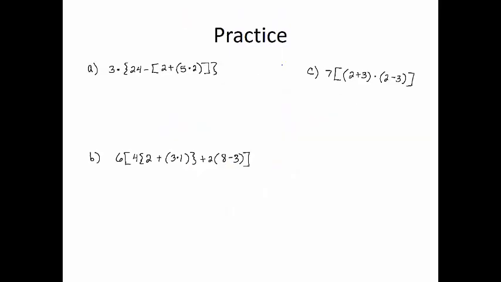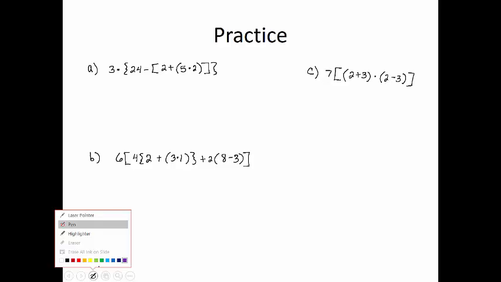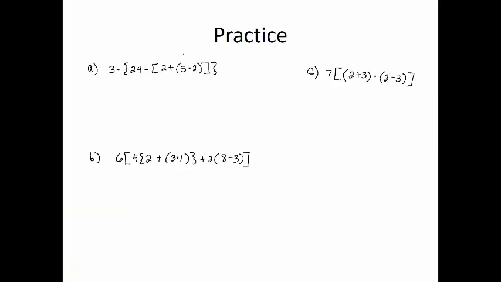Alright, so try these practice problems and then hit play when you are ready to check your work. Alright, so the inside most enclosure here, we have 10. Alright, now 2 plus 10 is 12, so we have 24 take away 12. 24 take away 12 is 12, and this is 36.